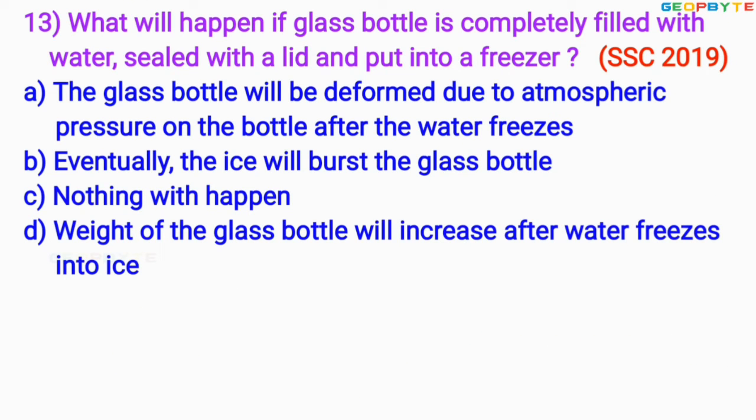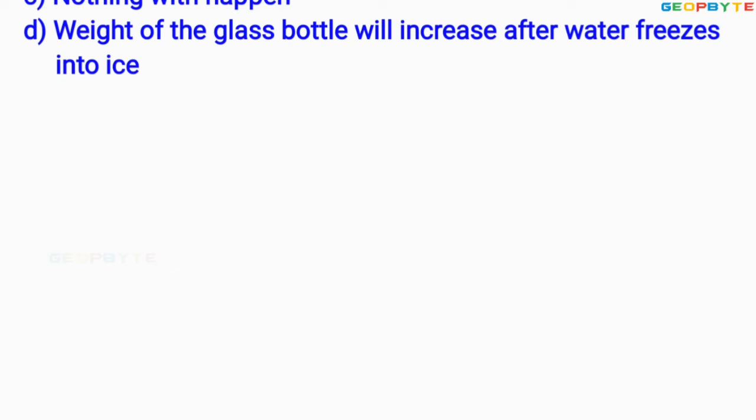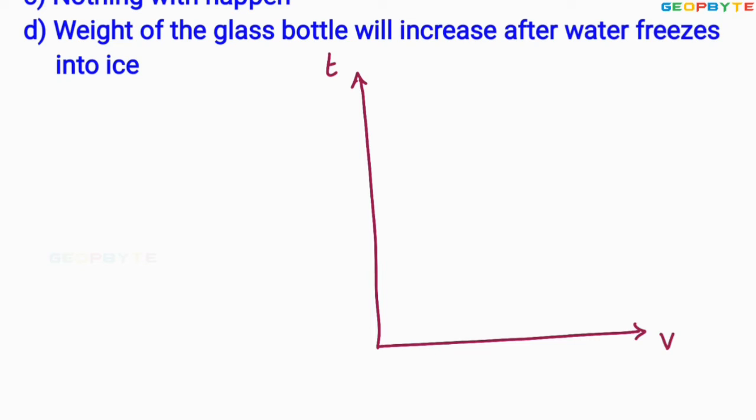Look at the 13th one. Asked in 2019 for SSE exam like this. What will happen if a glass bottle is completely filled with water, sealed with a lid and put into a freezer? It is like this. The water is kept in the glass bottle. Again, let us take the temperature versus volume diagram. The water may be initially available, let it be at 30 degree centigrade roughly. This is the water state.